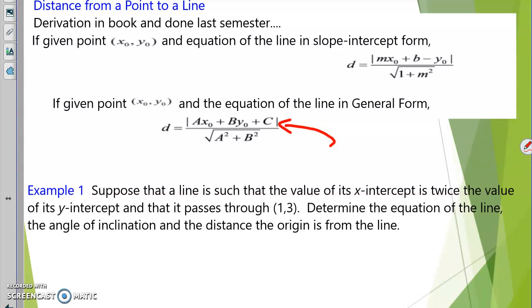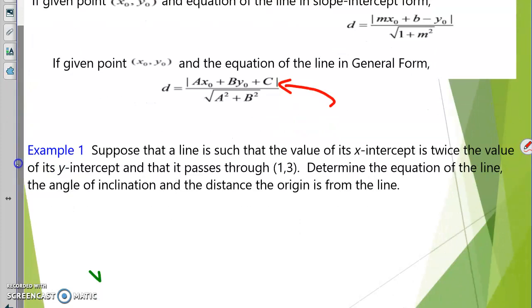What I'm going to do now is try to write this first example and see how that goes. Suppose that a line is such that the value of its x-intercept is twice the value of its y-intercept, and that it passes through the point (1, 3). Determine the equation of that line, the angle of inclination, and the distance from the origin.